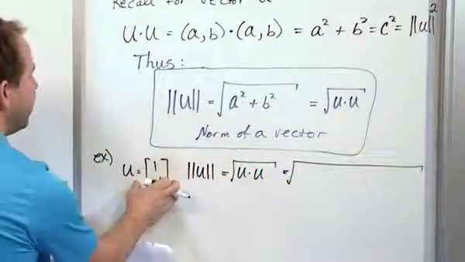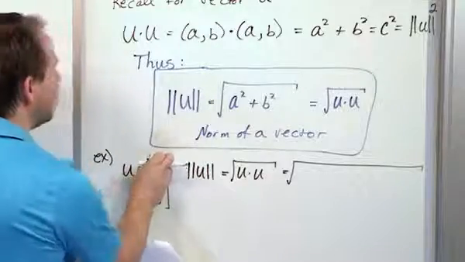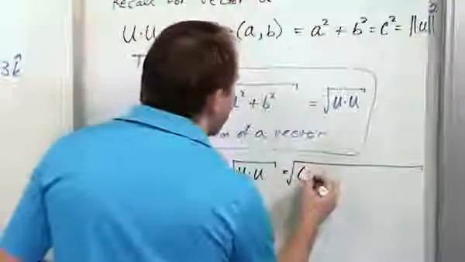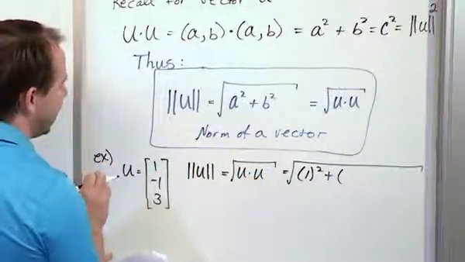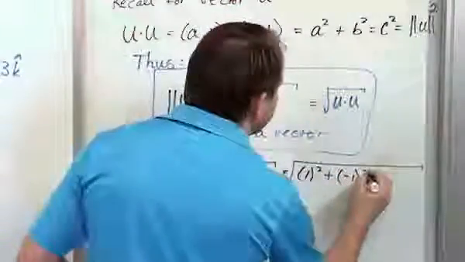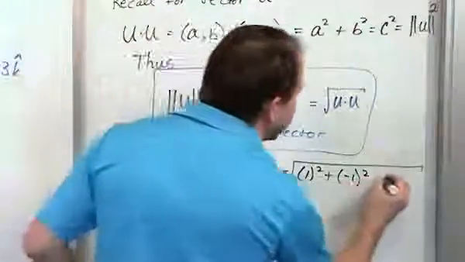Now I'm going to dot this vector with itself. And I know from the dot product that all I do is take the x components and multiply them together, so it's going to be 1 squared. The y component is multiplied by itself, so it's going to be negative 1 squared. This is because I'm dotting the vector with itself. And the z component is 3 squared.